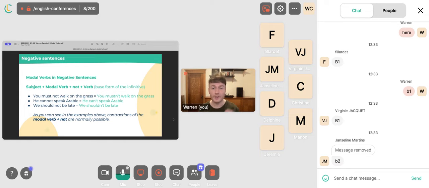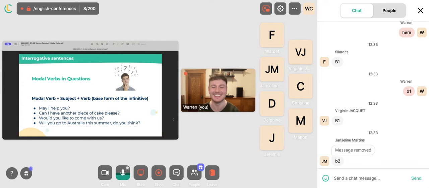So, with modal verbs and the negative using not, it's usually possible to contract. Okay, and as I'm sure most of you know, in English, we love a contraction. We use them all the time in conversations. So once again, negative sentence, subject, modal verb, not, verb, in the base form. Hope everyone's still with me.